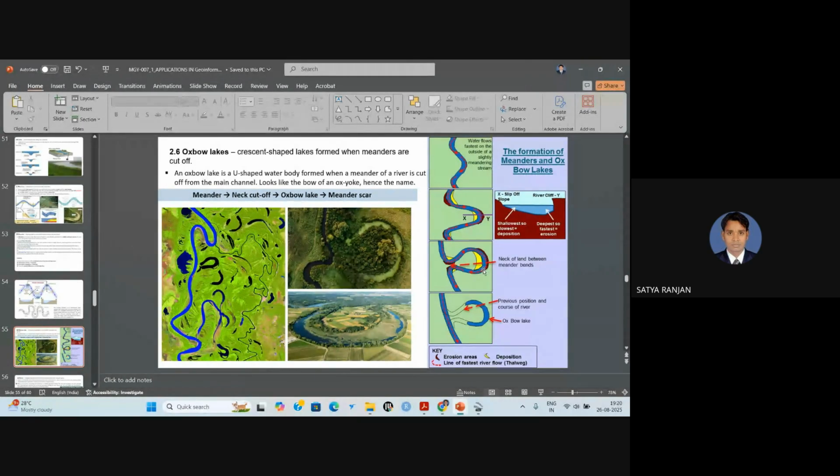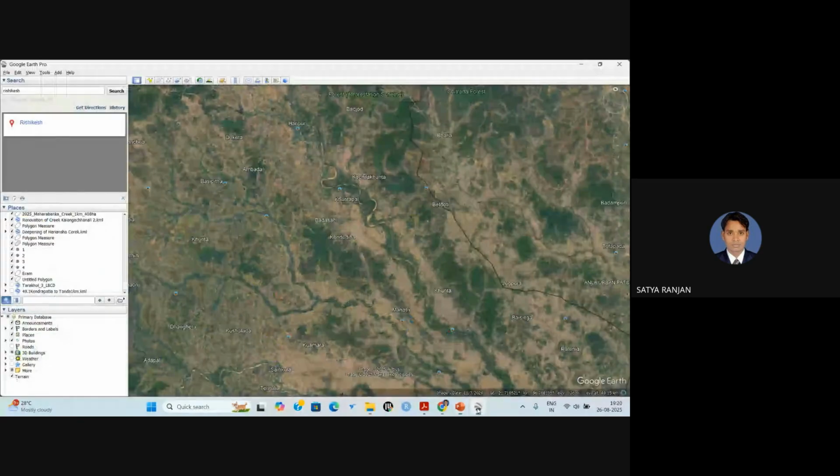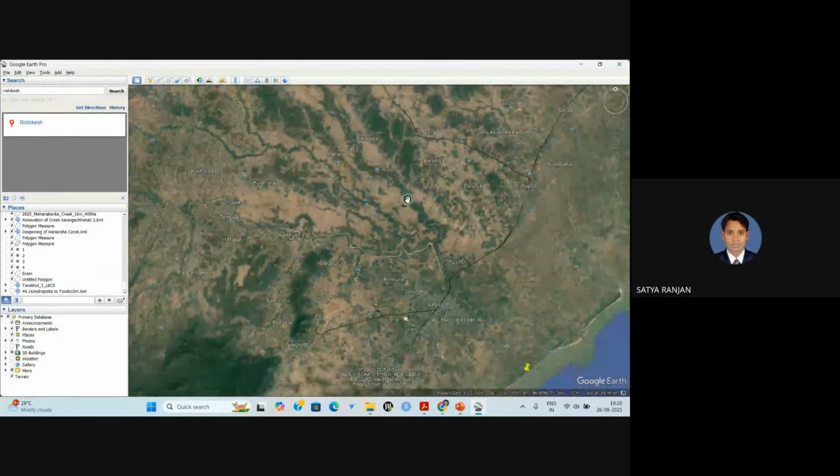Then it creates some neck of land between the meander and the land. Then after some time it is cut off. Then this cut off is called an Oxbow Lake. So in this picture also you can see a lot of oxbow lakes. This is the oxbow lake. So how this is created, I will just show you in the satellite image.